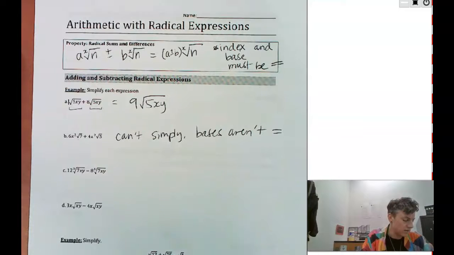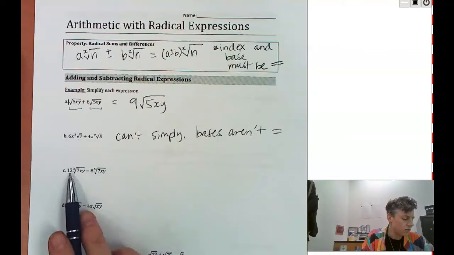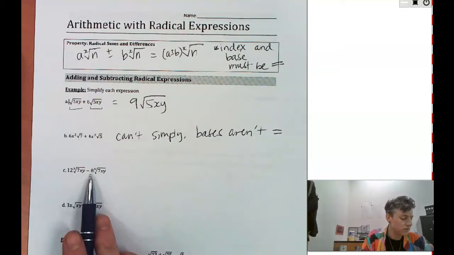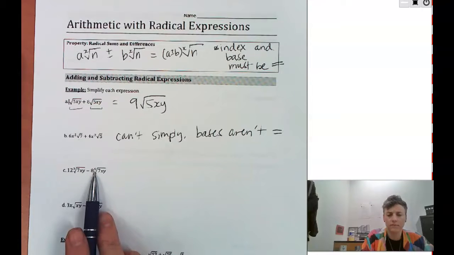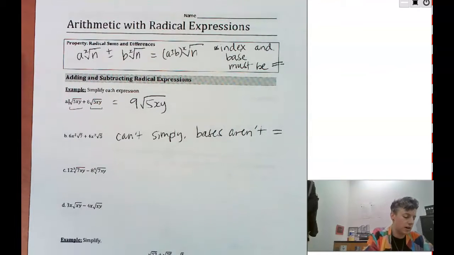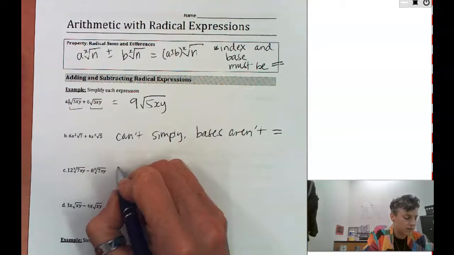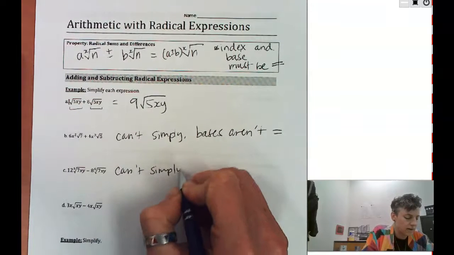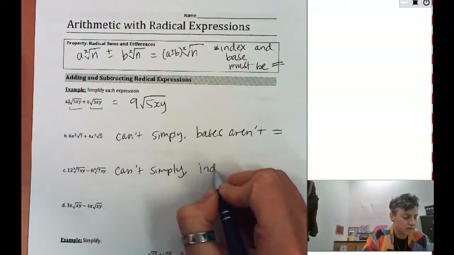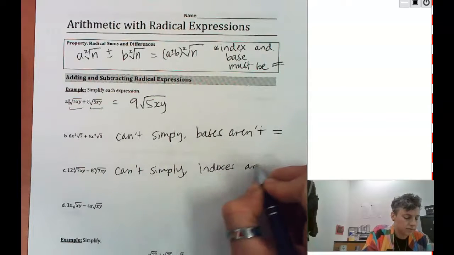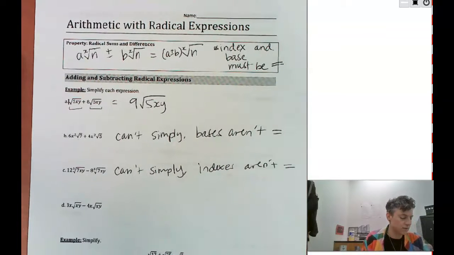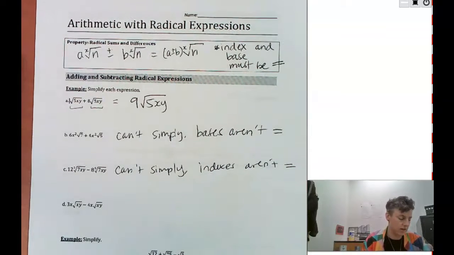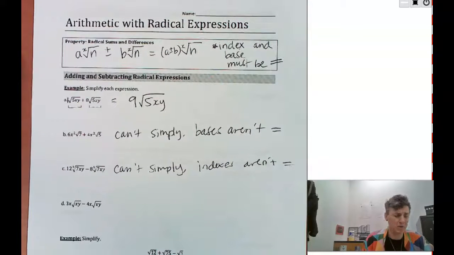Well, let's try C: 12 times the cube root of 7xy minus 8 times the fifth root of 7xy. We can't simplify that one either, because the indexes aren't the same. Indexes aren't equal. Boring. I don't like when we can't simplify. It's much better when we can. Maybe D will be better.